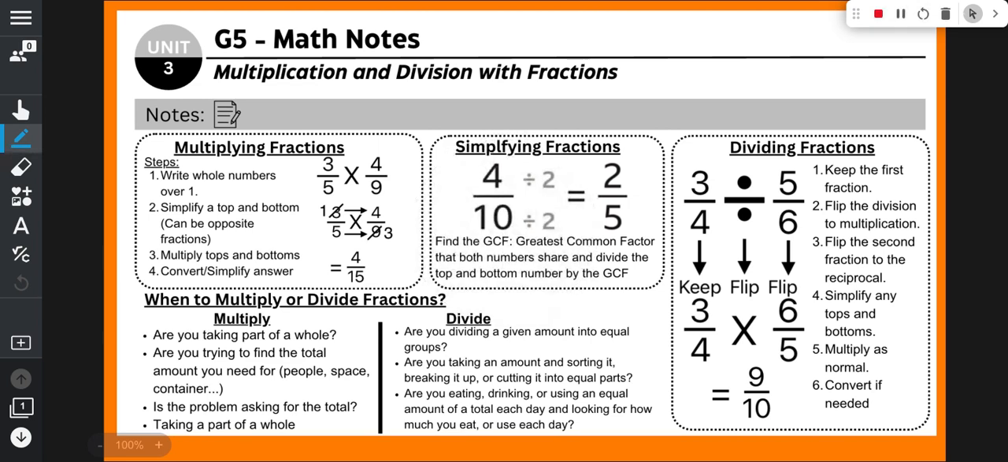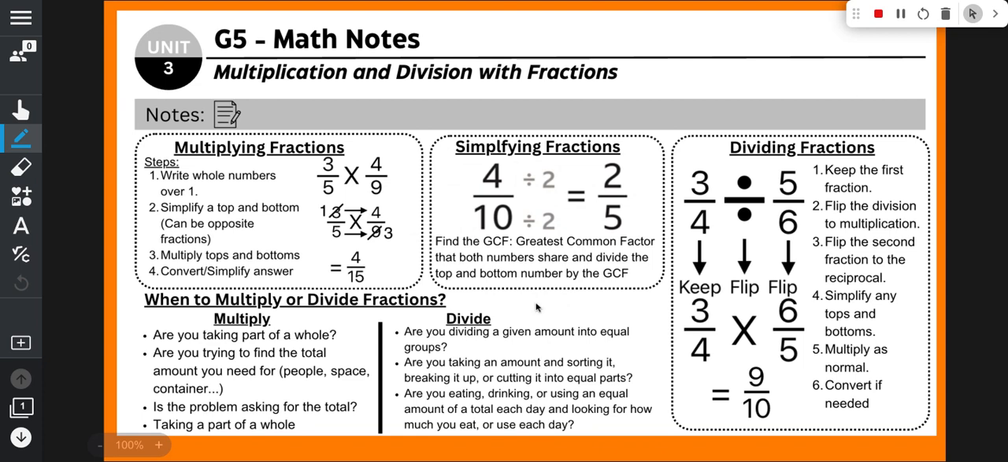Hello, and welcome to Grade 5, Unit 3, Multiplication and Division with Fractions. This is probably one of the hardest units in all of 5th grade math. So make sure you're taking some good notes, doing some extra practice, paying close attention, and good luck.